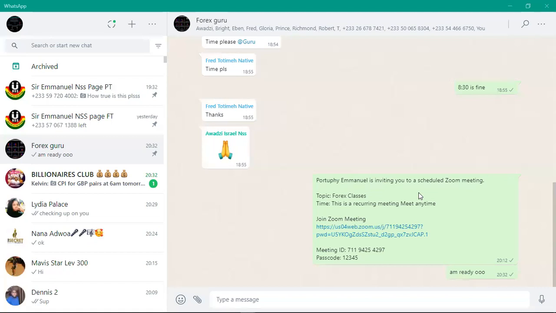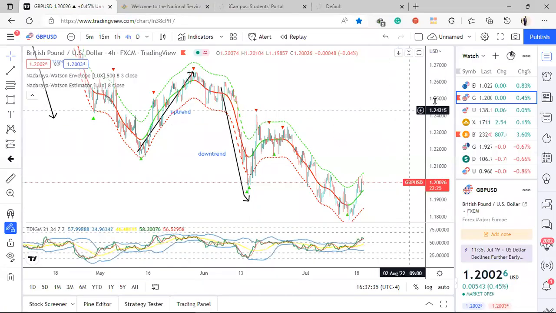In our previous discussions, we've been looking at market structure.